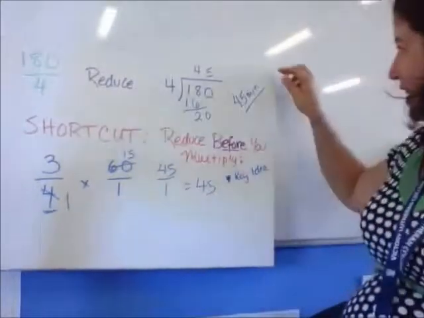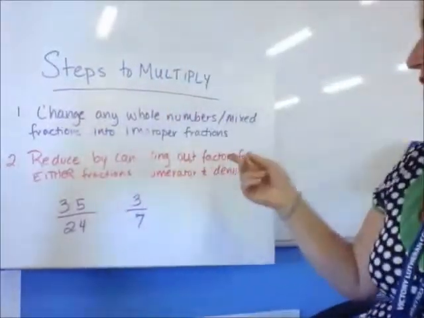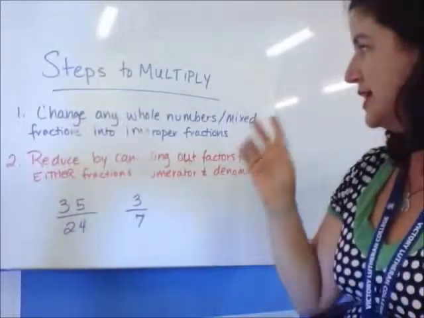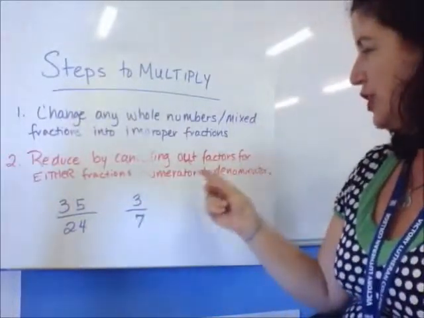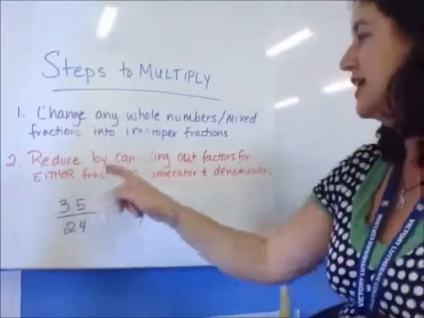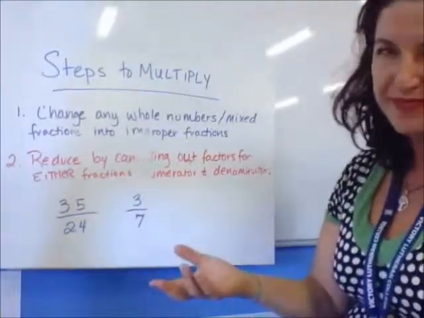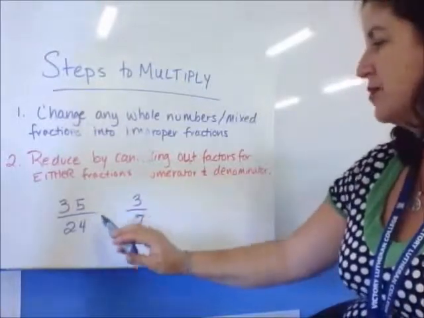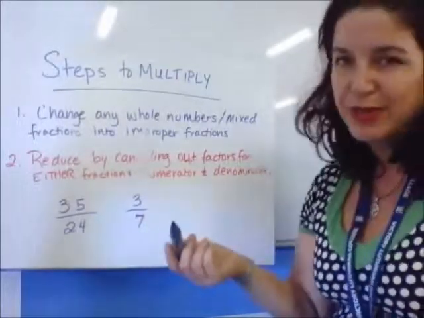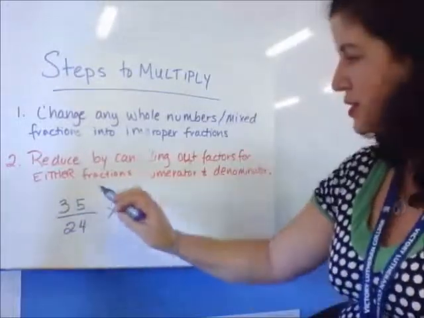Okay. All right, so let's recap. When multiplying fractions, first, change any whole numbers or mixed numeral fractions into improper fractions. Then you can reduce by canceling out factors for fractions on either side of the fractions using the numerator and the denominator. So what do I mean by that? I mean, if we look at, for example, this problem, 3/7, you can't reduce it anymore. 35/24, can't really reduce it anymore. But if we're looking at a multiplication problem, we can reduce across, so we can reduce either side.